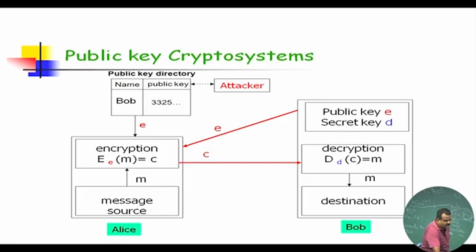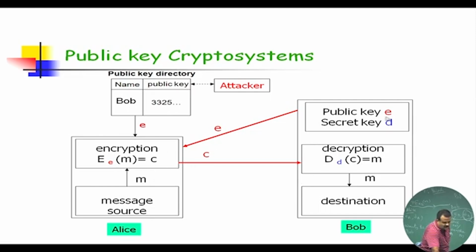Now, suppose this is the public key crypto system. Suppose Alice wants to send a message to Bob. What will Alice do? Alice has to get Bob's public key. Either Alice can ask Bob to send his public key, or Alice can get Bob's public key from the public key directory, which is again a channel captured by the attacker. So, Alice got Bob's public key. Now, Alice encrypts the message, which comes from the message space, using Bob's public key, generates the ciphertext, and sends it to Bob.